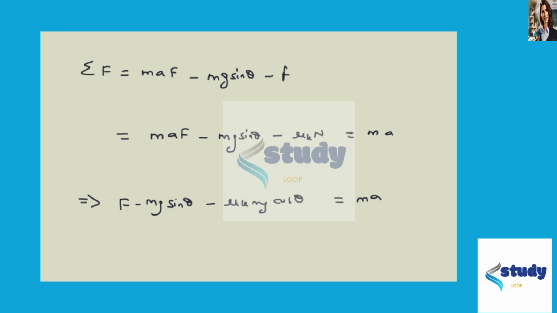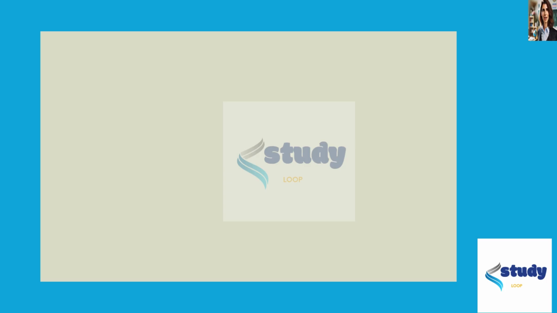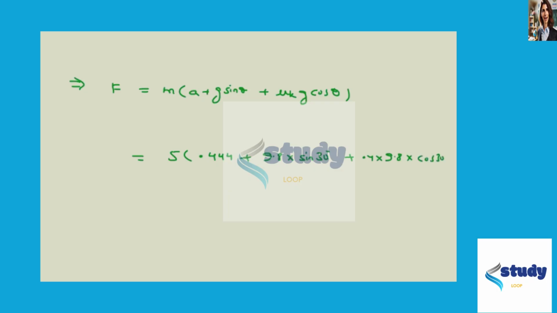Now you can write the value of F as F is equal to M multiplication A plus g sin theta plus mu k g cos theta. So this value will be equal to M. The value of M is given as 5 kg multiplication A, A is 0.444, plus 9.8 multiplication sine 30 degree plus mu k. So here the value of mu k is given as 0.4 multiplication 9.8 multiplication cos 30 degree.